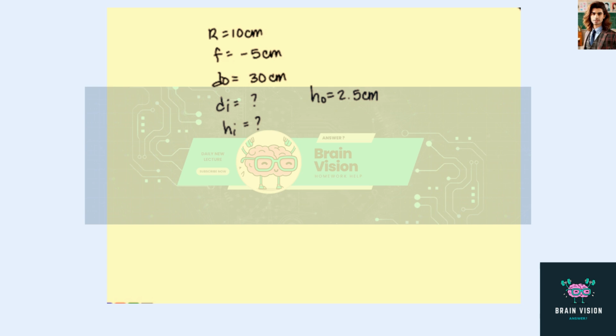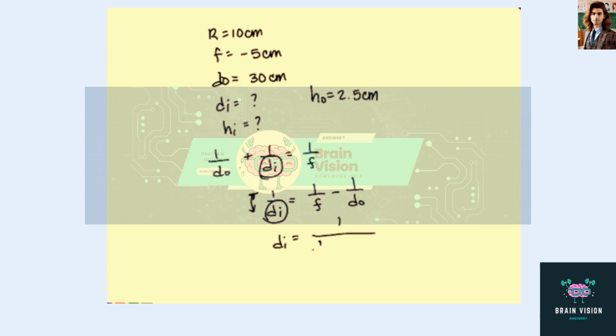So we can first use the mirror equation, which is 1 over dO plus 1 over di equals 1 over f, and we want to solve for di. So this is 1 over di equals 1 over f minus 1 over dO, and then we want to solve for di by itself, not just 1 over di. So we do want to inverse the entire thing. Now when you inverse the entire thing on one side, you do inverse the entire thing on the other side.